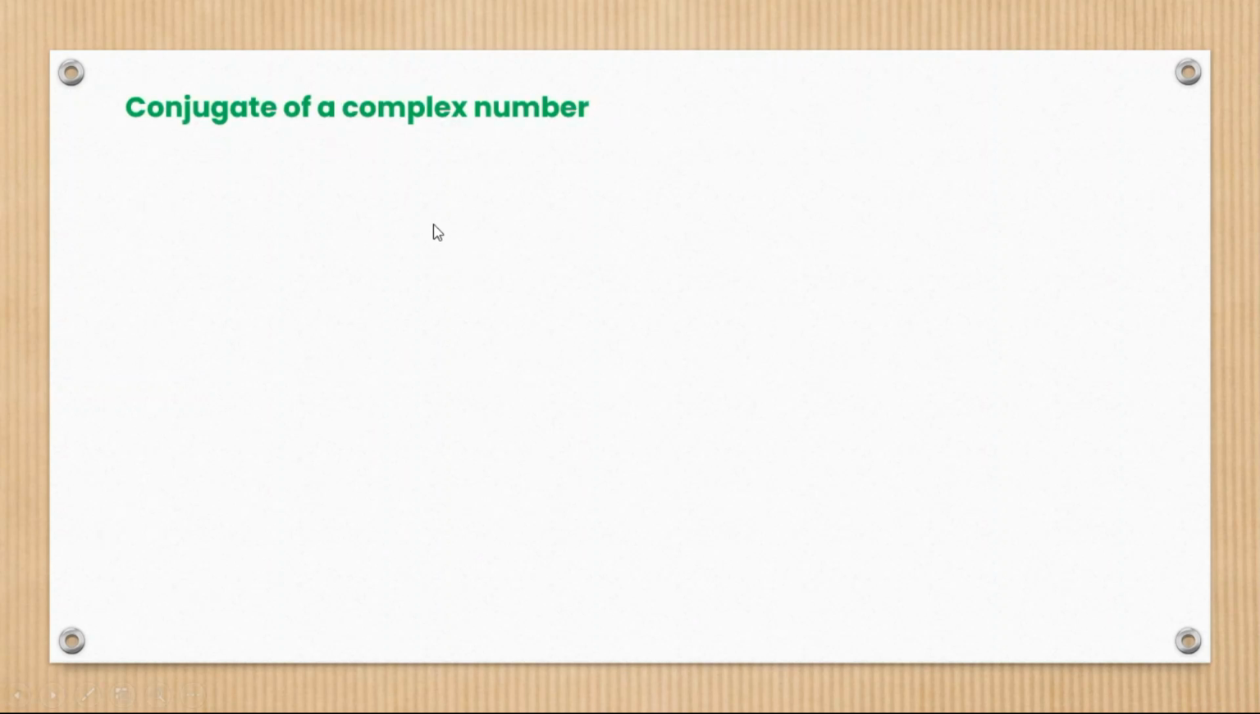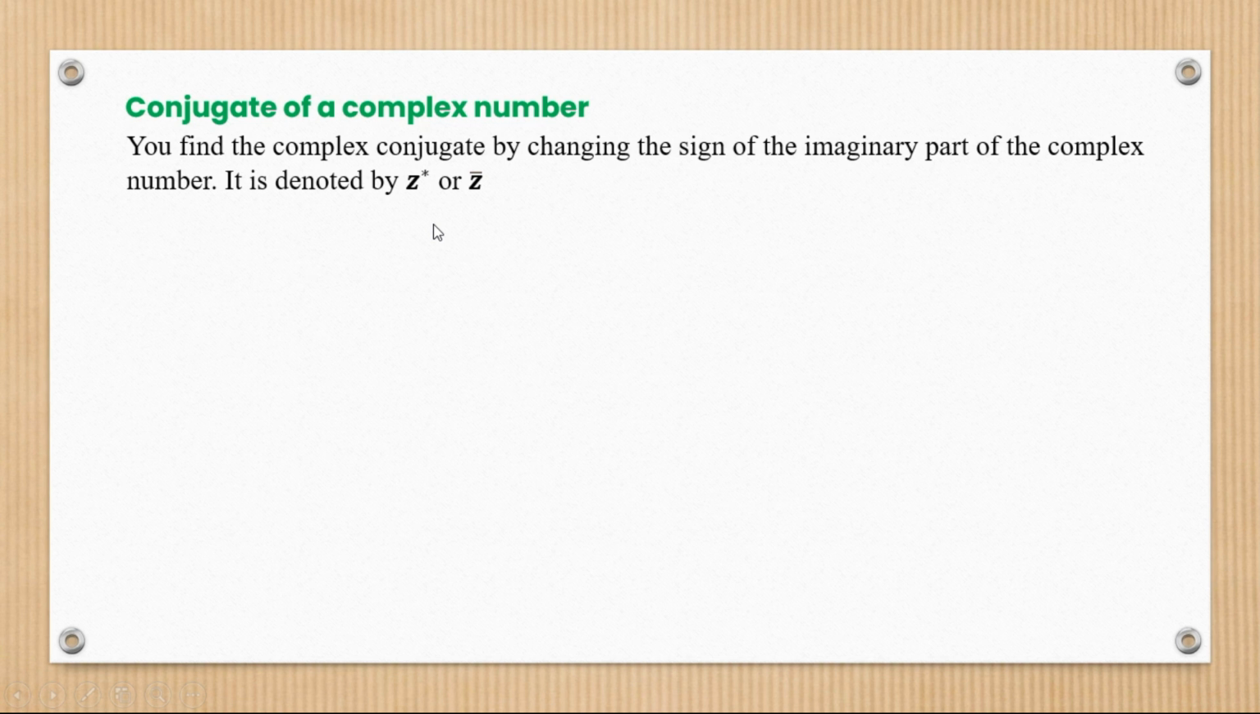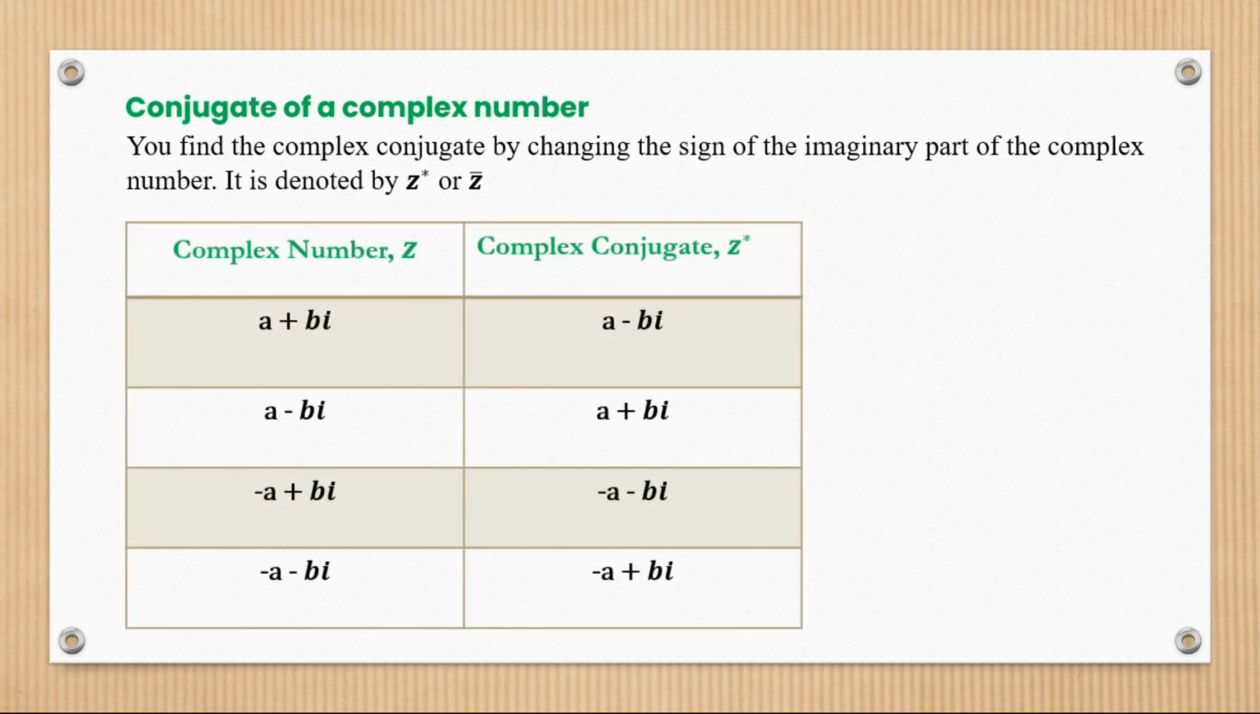Alright, so let's look at the conjugate of a complex number. You find the complex conjugate by changing the sign of the imaginary part of the complex number, and it is denoted by z star or z with a bar on the top. Looking at this table here, we have the complex number on this side. The complex number is z, and the complex conjugate is z star. So if we have a plus bi, the complex conjugate becomes a minus bi. As you can see, we change the sign in front of the imaginary part.